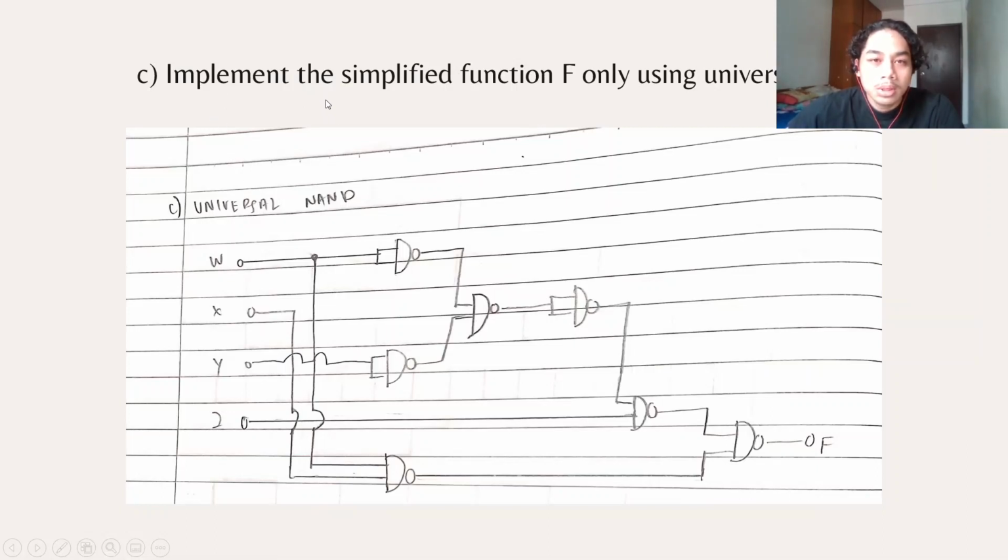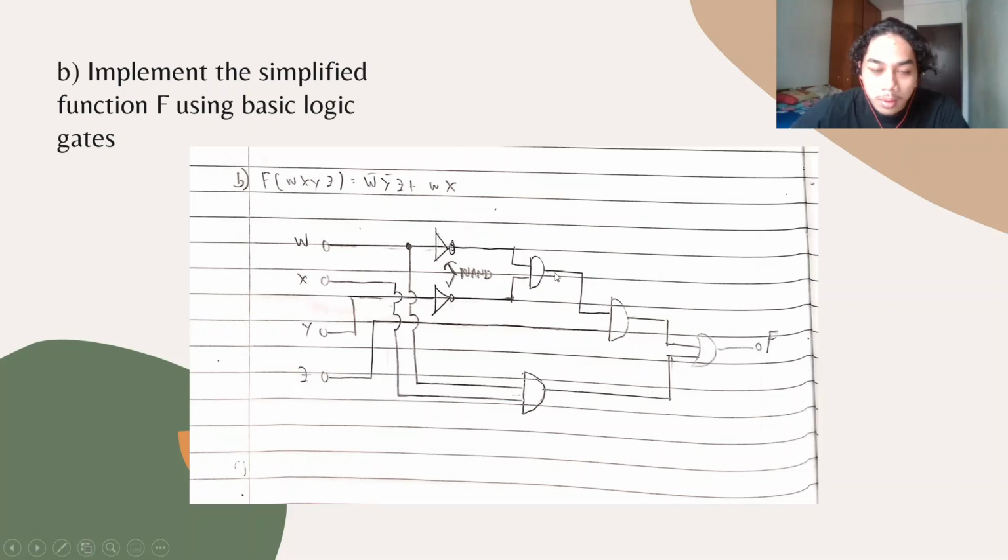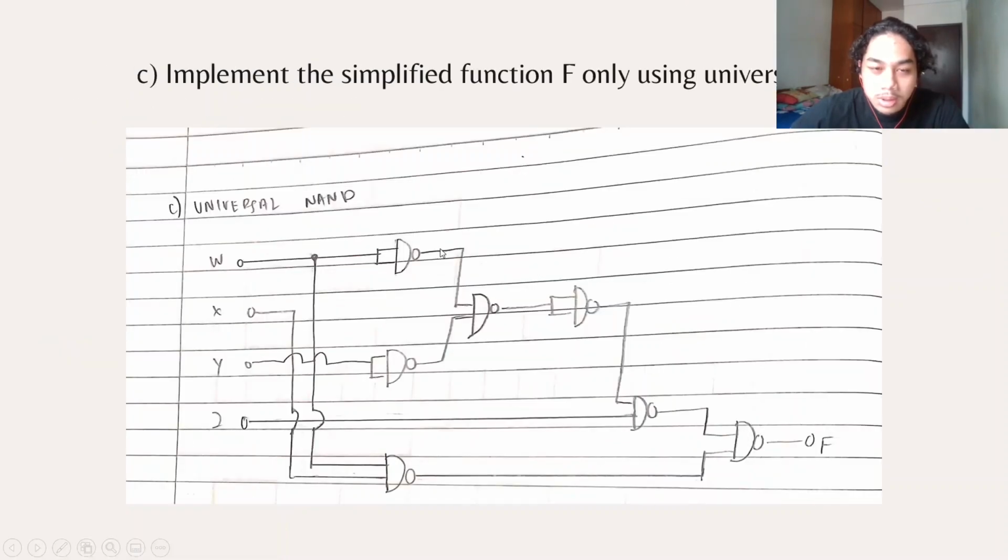C. Implement the simplified function f only using universal gates. As you know, for universal gates we learned there are only two, that is universal NOR and universal NAND. Because of the question before, we have AND gates, so it's easy, we use universal NAND to answer this question.